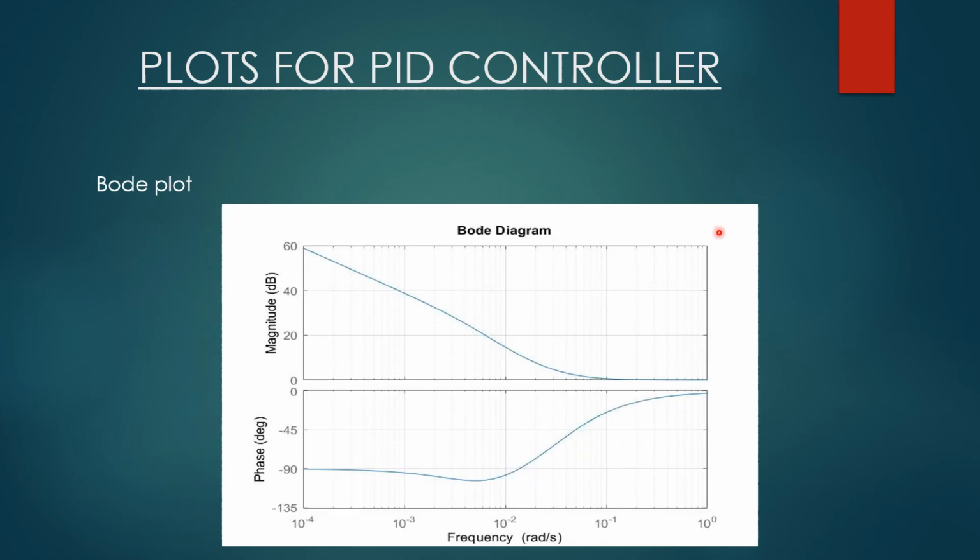Moving on to the Bode plot of the PID controller, it is seen that the magnitude changes over a wide range of omega. And here is the frequency change over a range of omega. It is seen that the corner frequency is around 10 to the power -1 for the Bode plot of the PID controller.